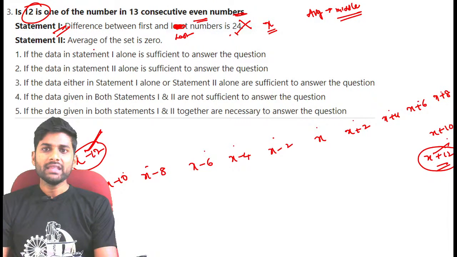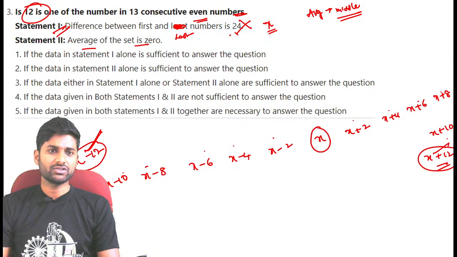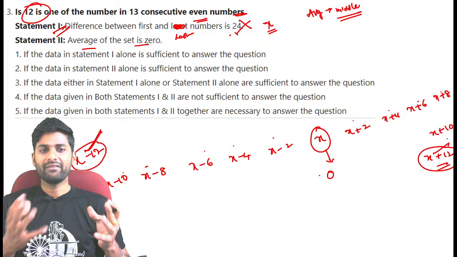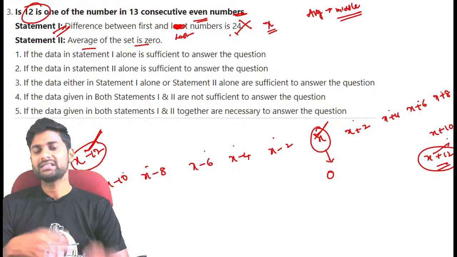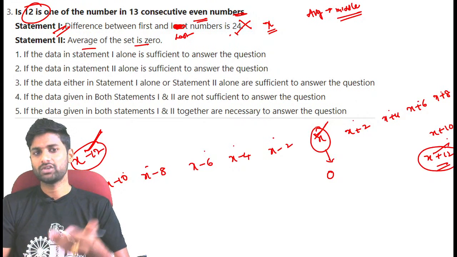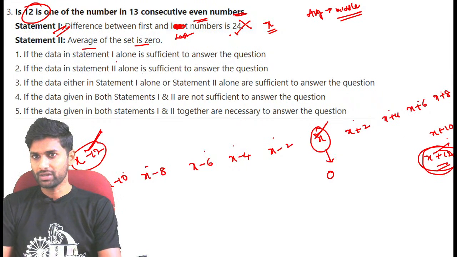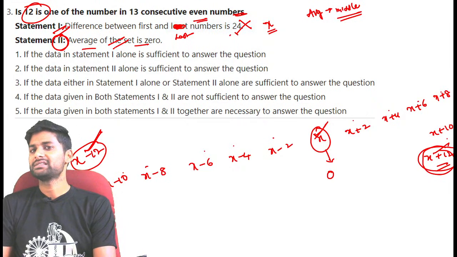Second one, the average is zero. See, if you go through the entire information, the average is zero. The average being zero means definitely the x value becomes zero. The average is the middle number. Out of 13 numbers, the average is exactly the middle number, guys. Now you can confirm that the seventh number is the middle number. The value becomes 0, so now you can get the x value. If x is equal to 0, definitely 12 is within the 13 consecutive numbers. See, by taking statement 2 alone, you can get the answer. So 2 alone is sufficient, guys.